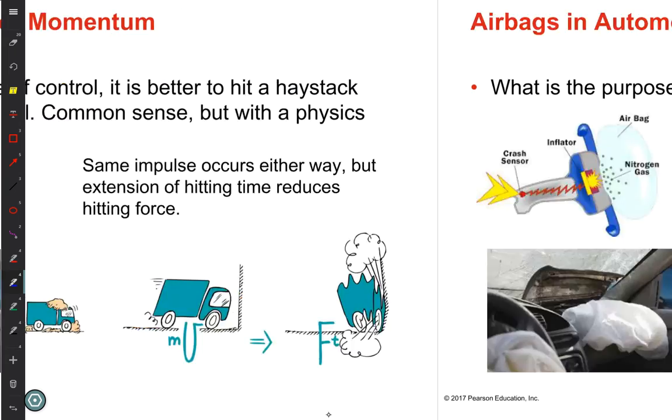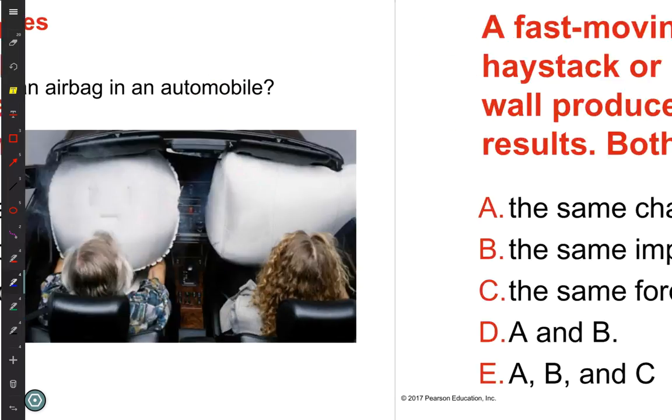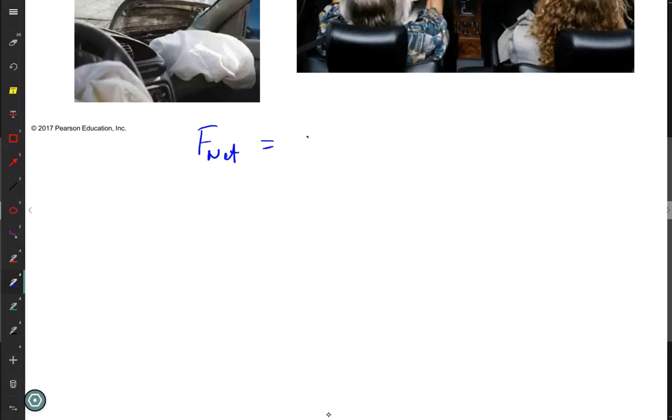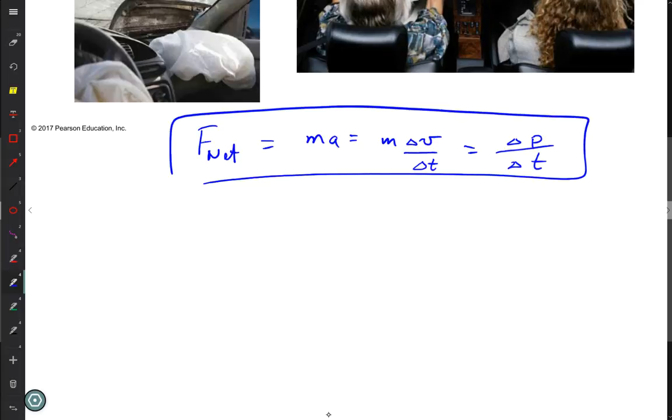gives us a new way of writing Newton's second law. The new way of writing Newton's second law is that the net force, which is mass times acceleration, that was our old way, is equal to mass times change in velocity over change in time, which is change in momentum over change in time. I say this is a new way. That's actually the original way.